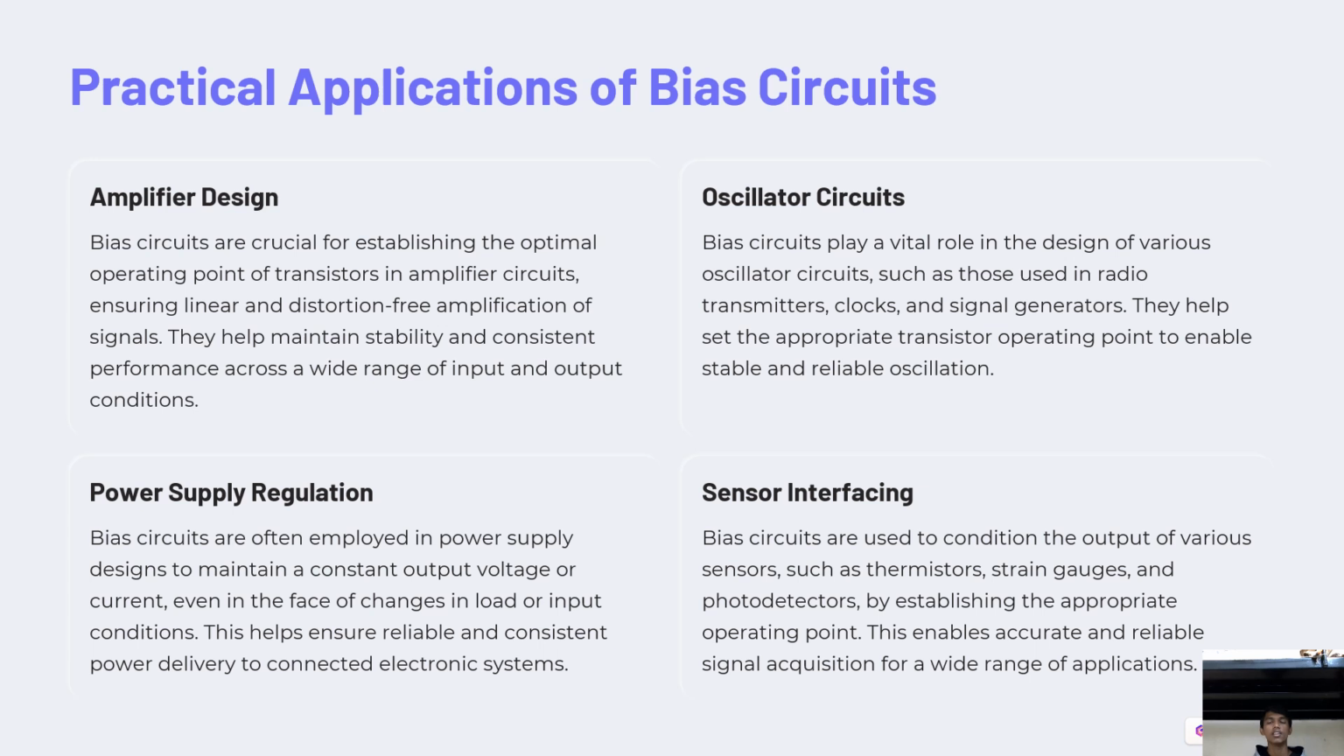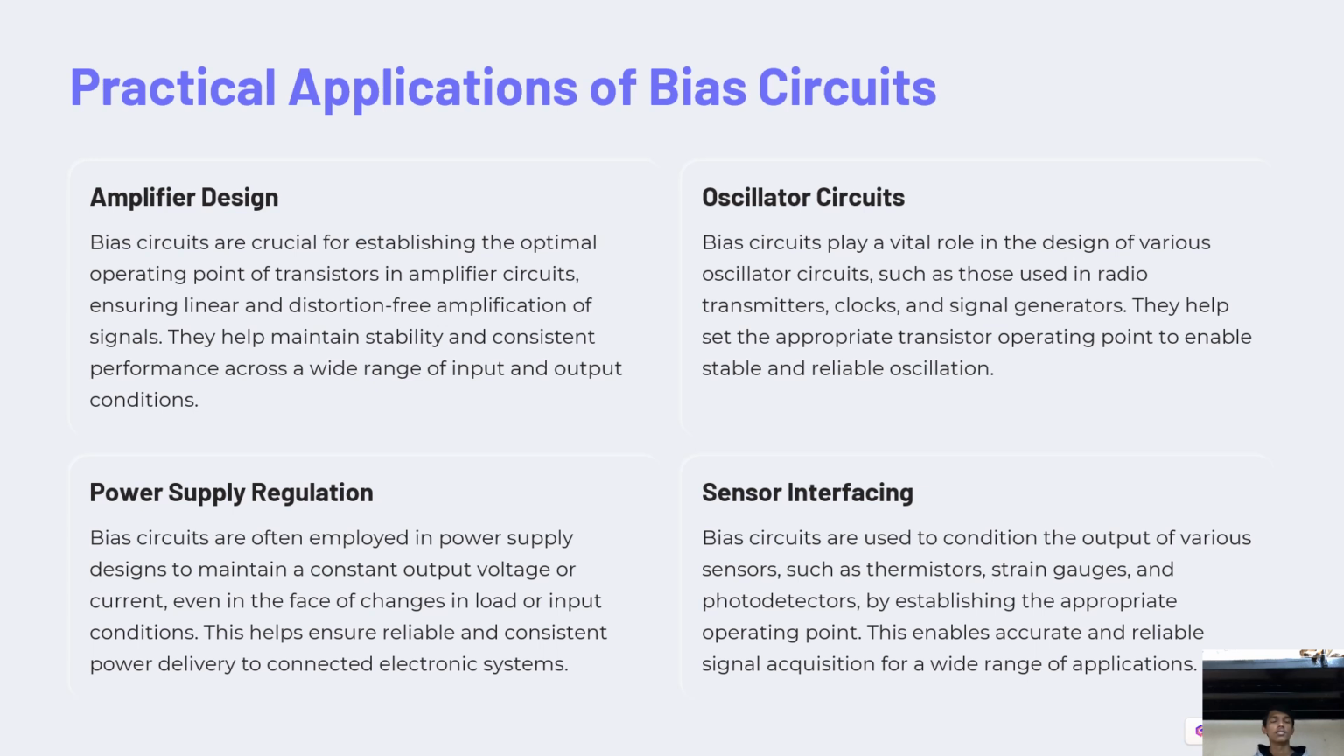Oscillator circuit. Bias circuits play a vital role in the design of various oscillator circuits such as those used in radio transmitters, clocks, and signal generators. They help to set the appropriate transistor operating point to enable stable and reliable oscillation.